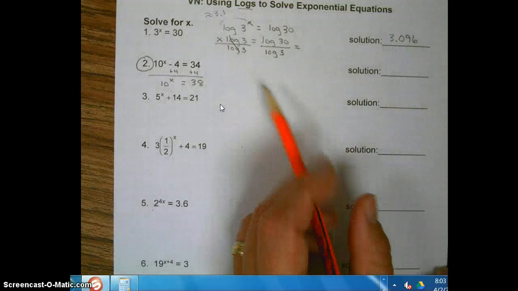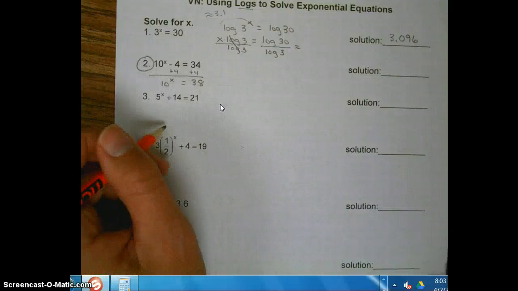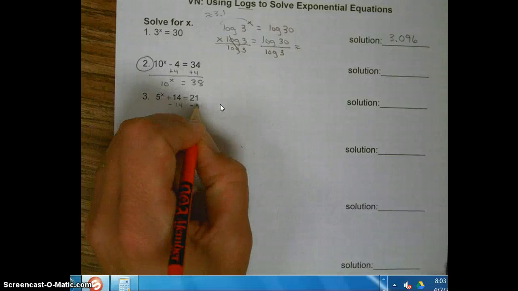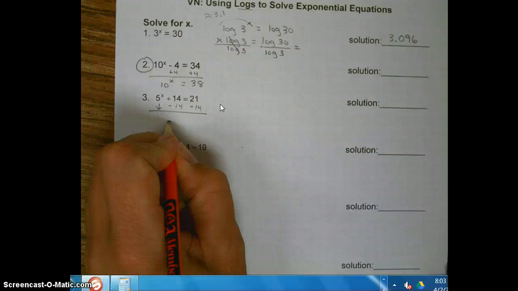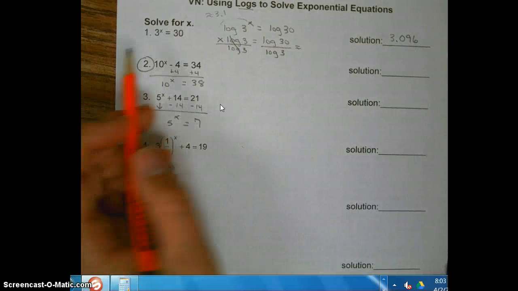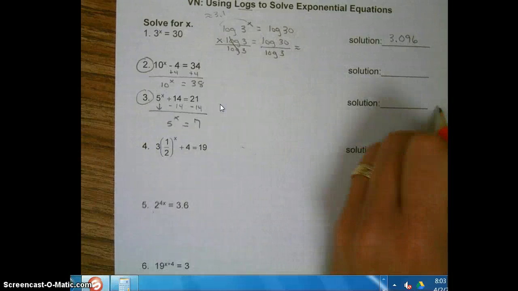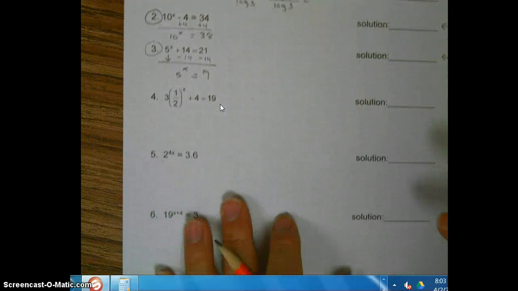Okay, number 3 is basically just like number 2. We have to undo adding and subtracting first. So let's bring that down. We get 5 to the x equals 7. Follow the example and finish number 3. I'm going to be checking these answers here. Remember, round it to 3 decimal places.